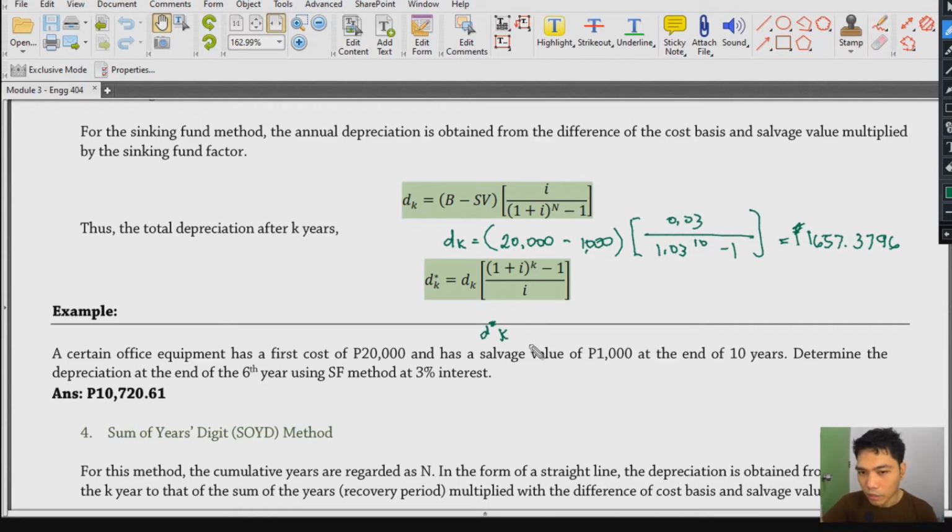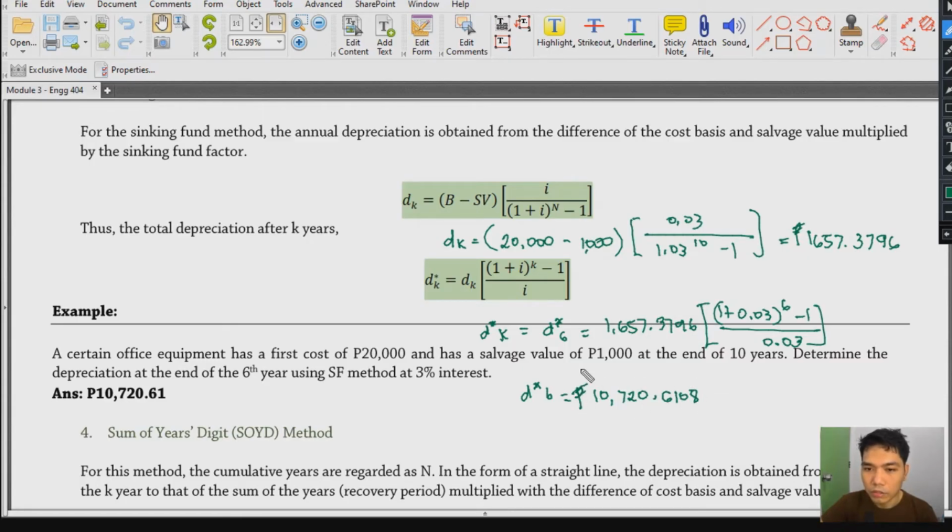We will use this to determine D asterisk K, which is the cumulative total depreciation after the 6th year period. So D asterisk sub 6 is equal to D sub K, 1657.3796, multiplied by the uniform series future worth factor, (1 plus 0.03) raised to 6, minus 1, divided by 0.03. This results in an answer of 10,720.6108 pesos. Hopefully that is clear.